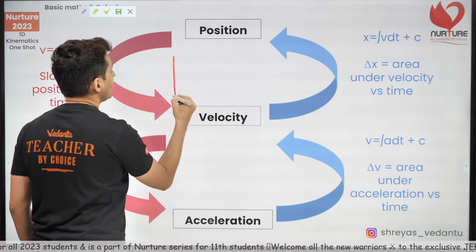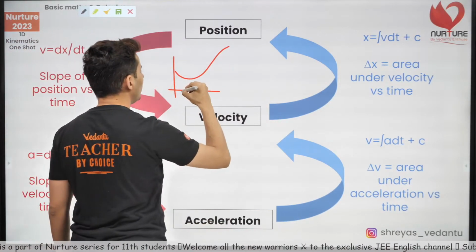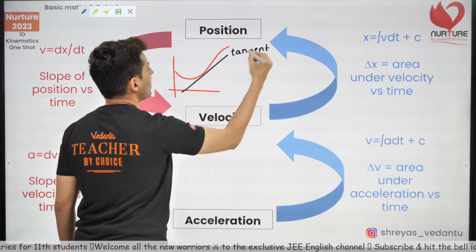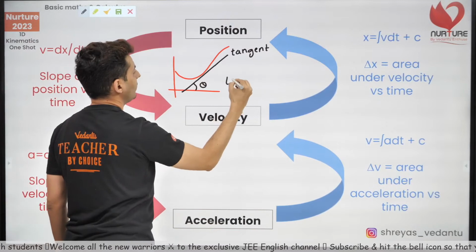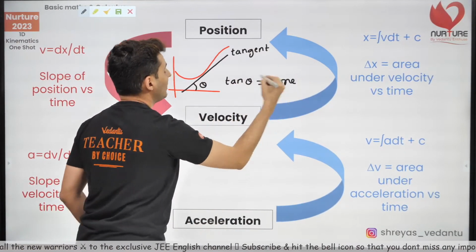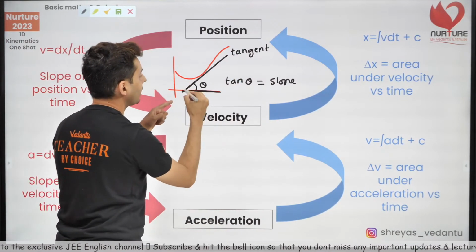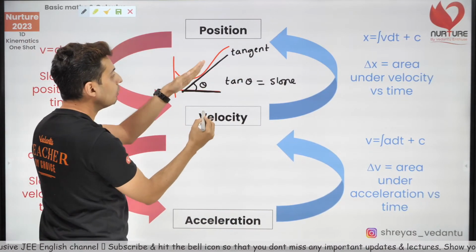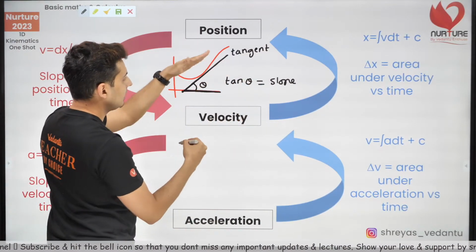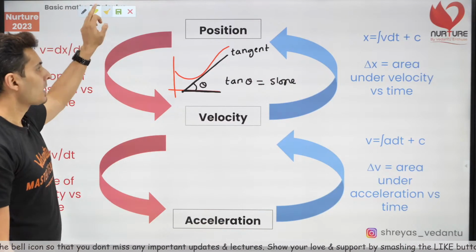Remember, slope is nothing but whenever you have a curve, if you draw a tangent, the slope is nothing but tan of theta. Tan theta is nothing but slope. And what is theta? Theta is the angle made by the tangent with the horizontal axis. So more the theta, more the tan, more the slope. Less the theta, less the tan, less the slope. So that's nothing but the slope.